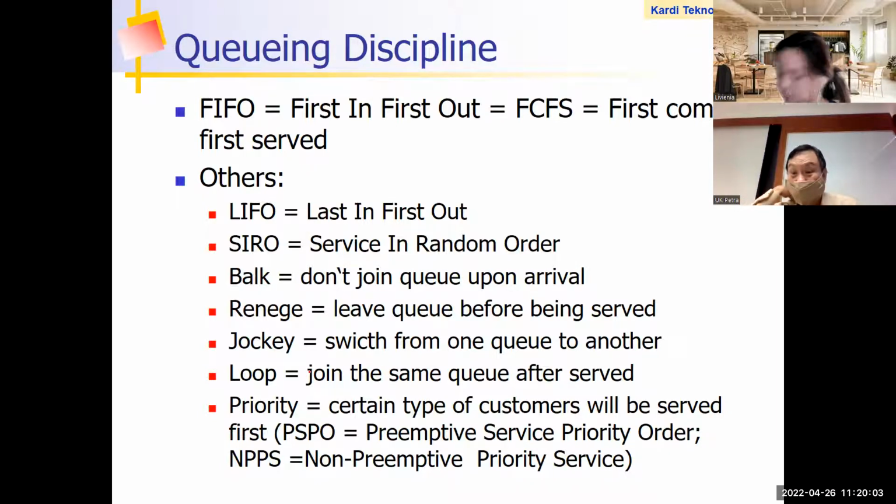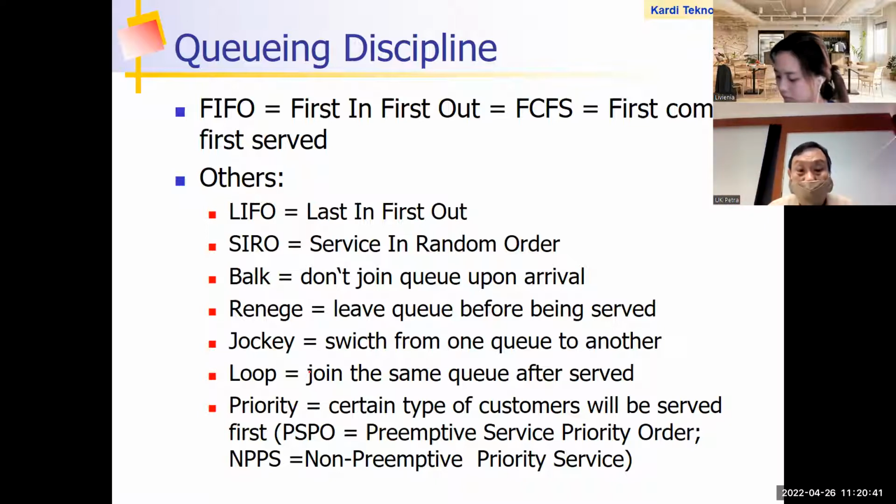An example is in logistics. In the truck, the first thing that you put in will be the last thing to go out, because otherwise it will be difficult. In logistics, if you want to carry things based on the destination, you will do last in, first out. Then SIRO: service in random order. So the order is random, not necessarily FIFO.